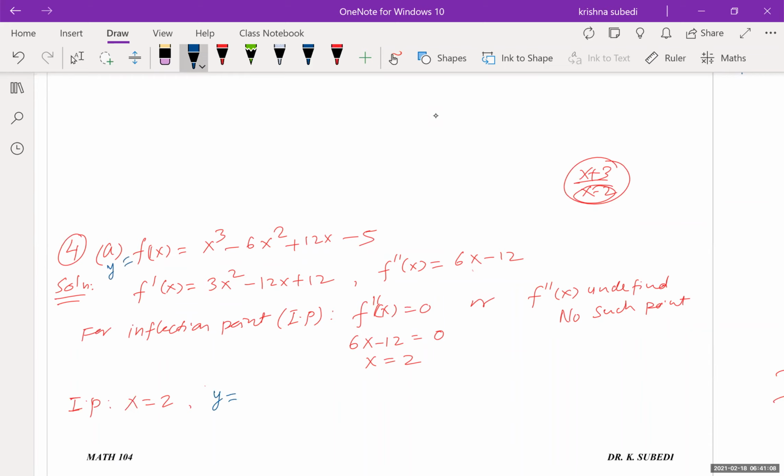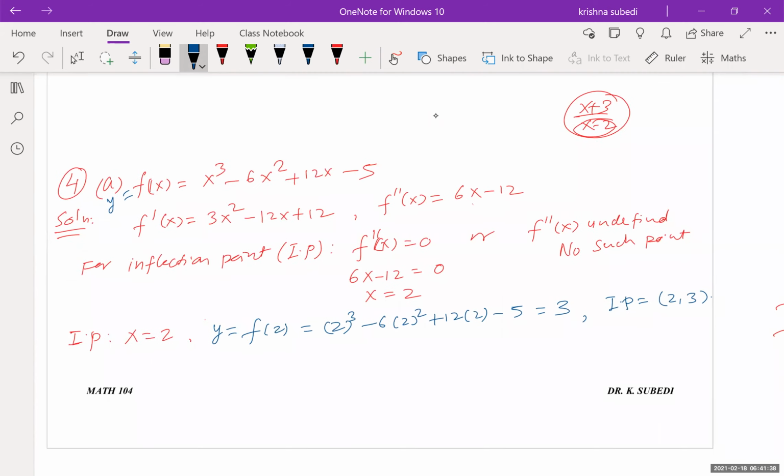Suppose you want to find y. If you want to find y means the function f of 2, which is 2 cubed minus 6 times 2 squared plus 12 times 2 minus 5, and that is going to be, I believe, 3. So your IP is 2 and 3. So here, sometimes you may want to find the y value, but what is important is the x value here, okay? Because now step 2 is we are going to draw the number line exactly the same way as we did before.